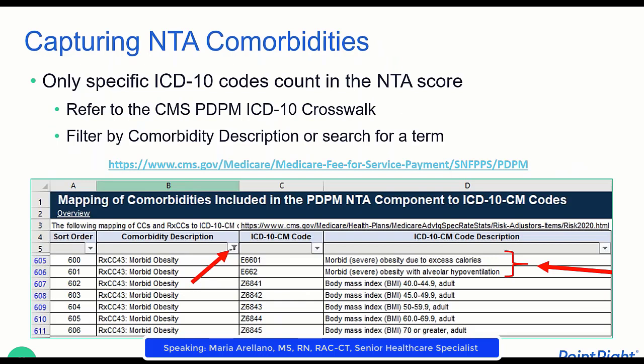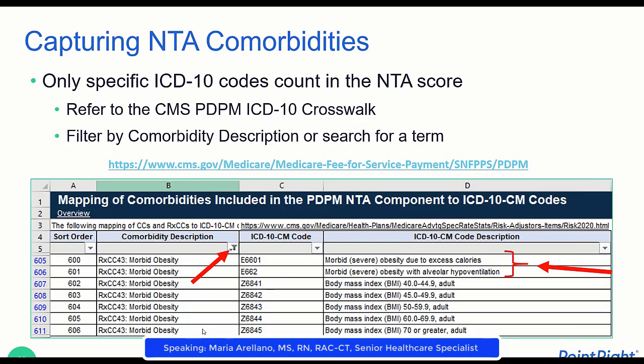Here's an example of the NTA component and the ICD-10 codes that qualify. There are several codes available, but if you go to the ICD-10 mapping that CMS provided to us early on, and here's the link to get to that if you have not seen it, use filters. Filter by morbid obesity and see where they stand. And here you see we've got E codes and Z codes, and the obesity due to excess calories right here. These are the ones that qualify for the NTA component.